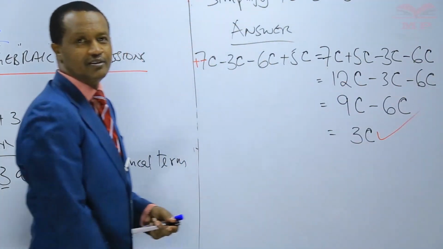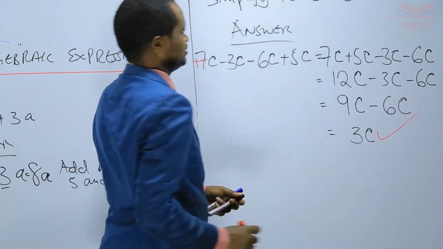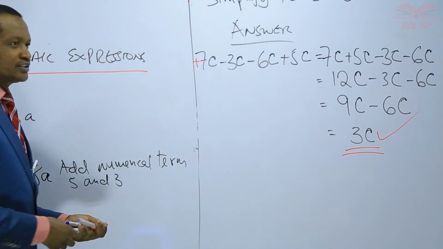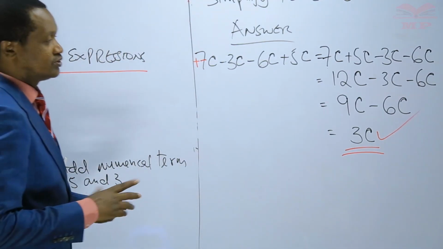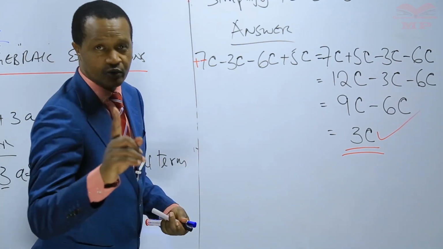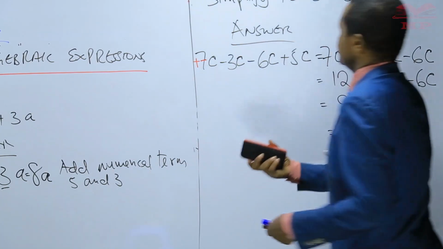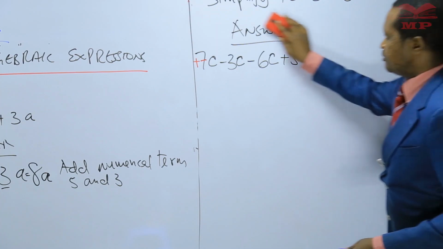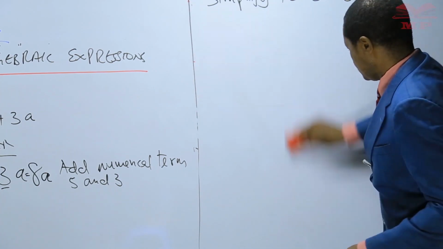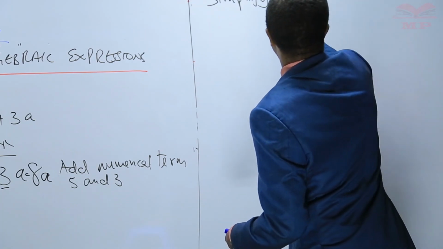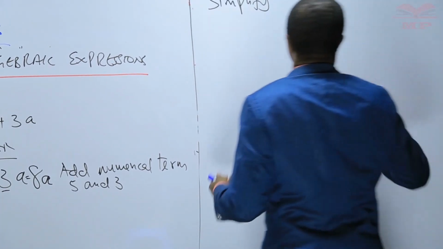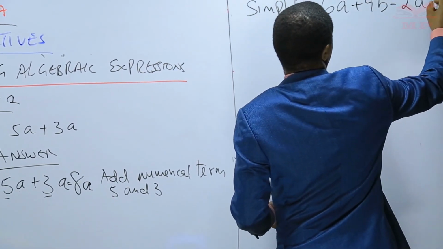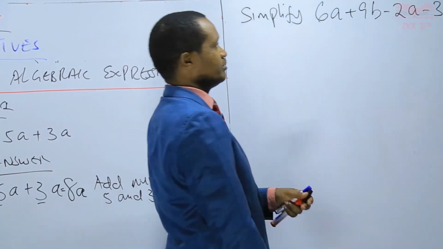The answer is correct. 3c is the answer. Are you following, learners? If you have any question, you can ask. If you don't have a question, let us do another example. This will be example 4. Simplify 6a plus 9b minus 2a minus 3b.